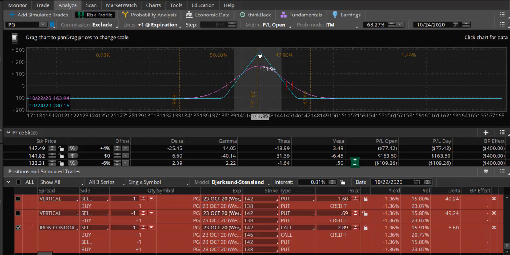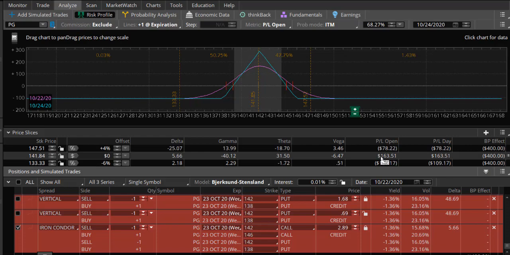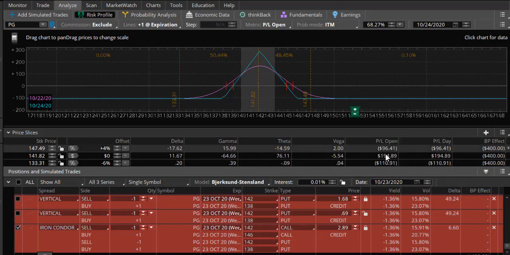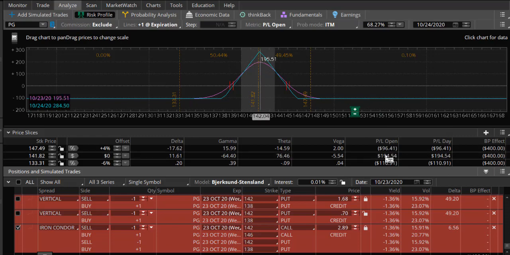If this were to expire perfectly tomorrow, Friday the 23rd, right at that short strike of 142, you'd keep the full credit of $289. On your risk of $111, that's a 260% return. Today, the 22nd, it's trading pretty close to that. It's up $163 from those spreads starting to collapse, which is up about 145%. Then tomorrow, if we're trading right here on the open, this will be up about $194, about a 174% return.